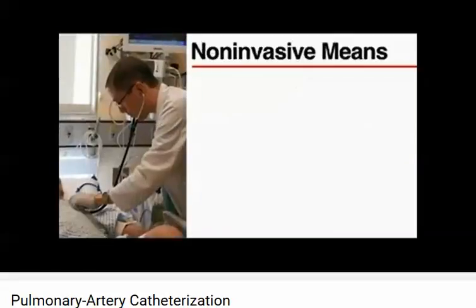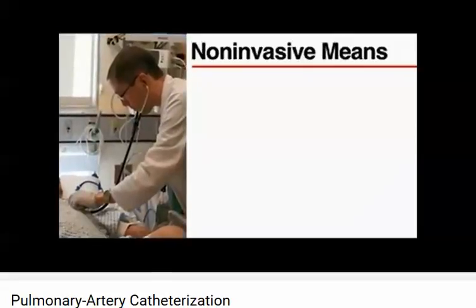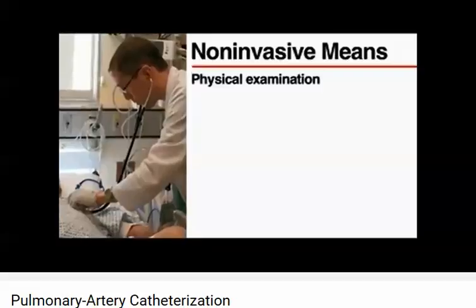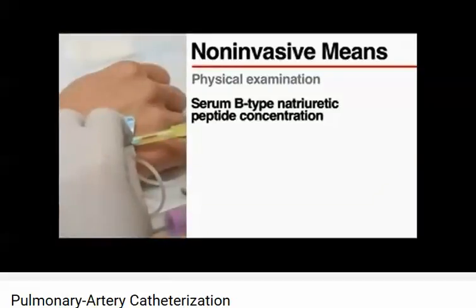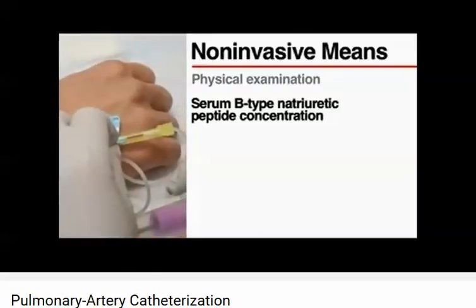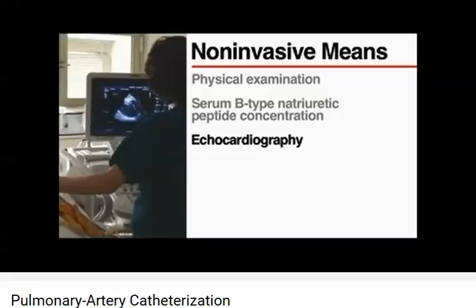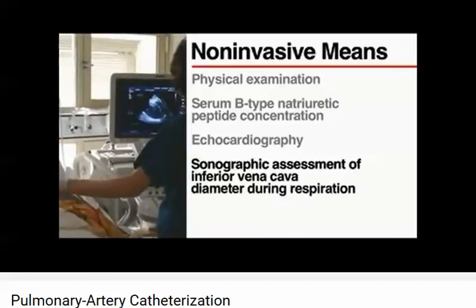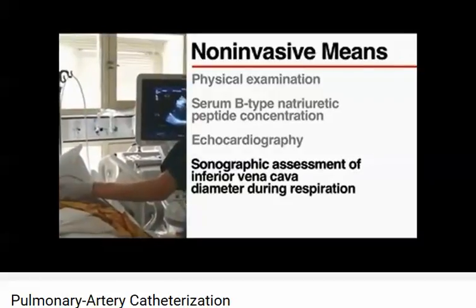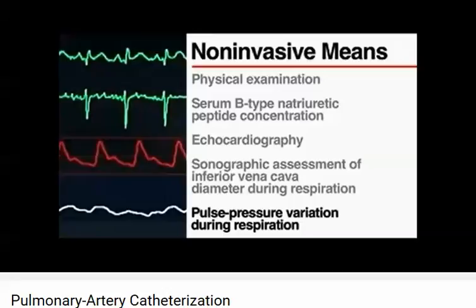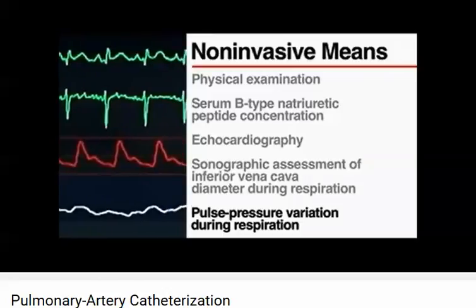Instead, cardiac function and volume status should be assessed using non-invasive means, such as physical examination, measurement of serum B-type natriuretic peptide concentration, echocardiography, sonographic assessment of inferior vena cava diameter during respiration, and measurement of pulse pressure variation during respiration.